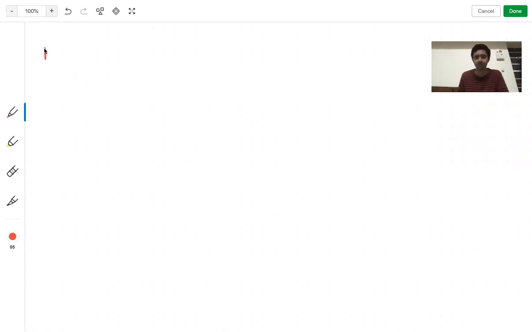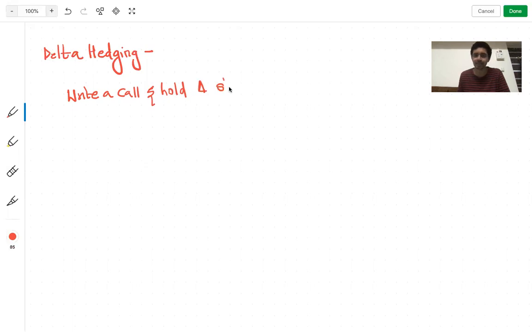Under the delta hedging approach, sorry guys, I'm still getting a little accustomed to writing a little faster on this board. Until then, please adjust. Under the delta hedging approach, what we did was we wrote a call option, and we were holding delta shares, right? Holding refers to buying, right? And when we were writing a call option and holding delta shares, we saw that that was building a risk-free portfolio, correct?